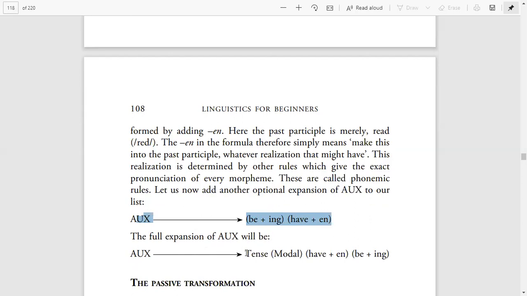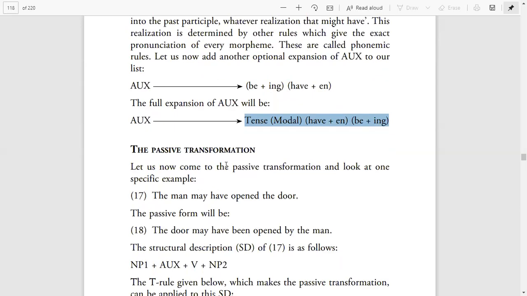Auxiliary can be shown as, you can use all the forms which you have already discussed in the previous 4 forms, right? You will write tense, and modal is optional, and then you have have plus en, that is the perfect tense, and then you have be plus ing, that is the progressive form. So this is the full expansion of auxiliary. So let us discuss the passive formation here.